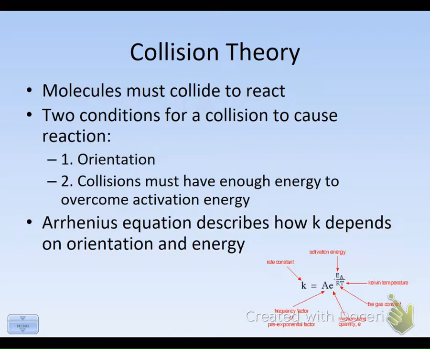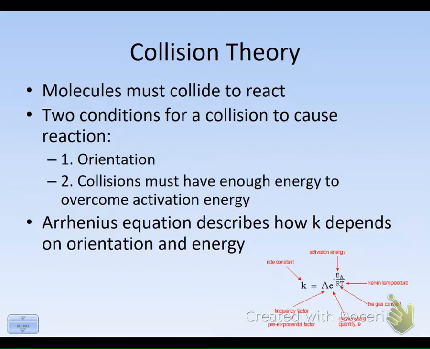All right, let's do a quick rundown of the collision theory that we've been working on this week. It tells us that for reactions to happen, molecules have to collide, and those collisions aren't automatically successful. There are conditions that have to be met. Number one, the molecules have to hit in the correct orientation. And once those molecules do collide, the collisions have to have enough energy to overcome the activation energy.